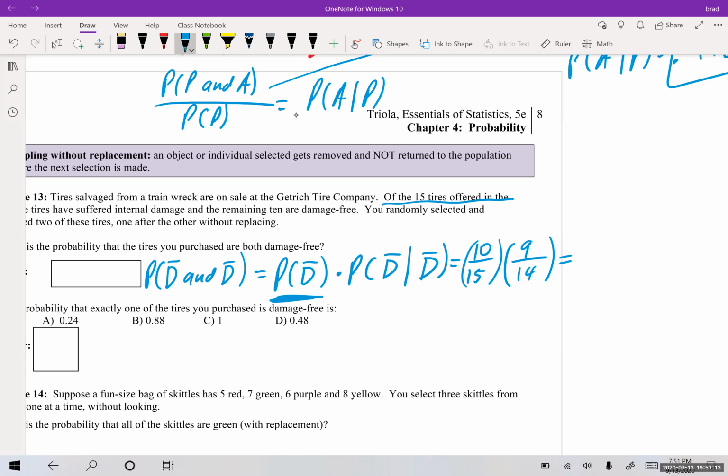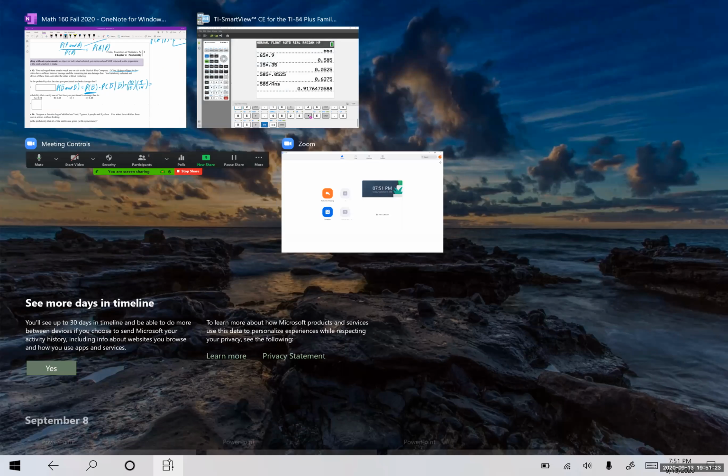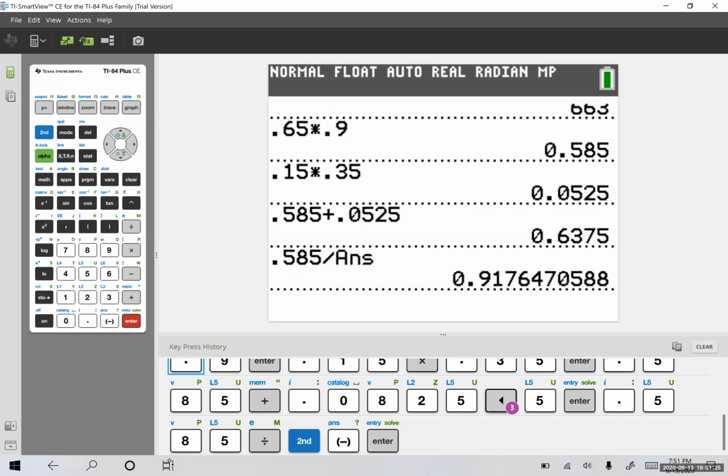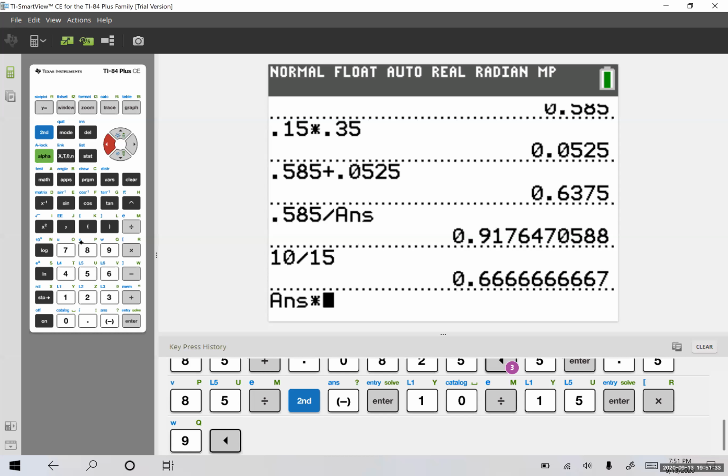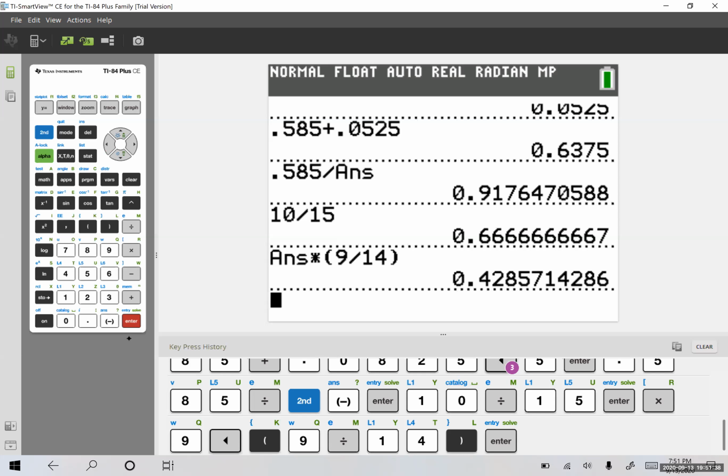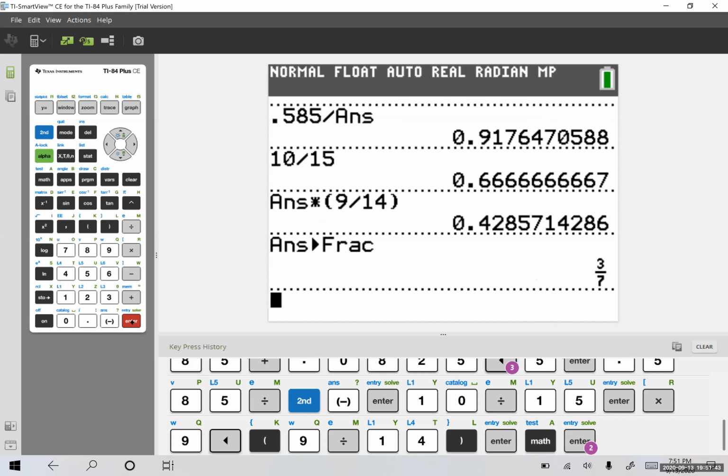So when I do this, let's do a decimal for this one. Let's do 3 decimal places. I'm going to do 10 divided by 15, enter, times 9. Oops, let me do it with parentheses. Times 9 divided by 14, enter. Now, it's 0.42857. If we wanted fractions, we could do 3/7. I'm going to do decimals just for now. So 0.428.